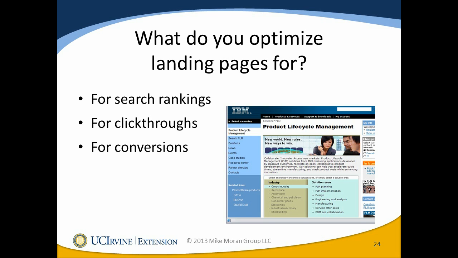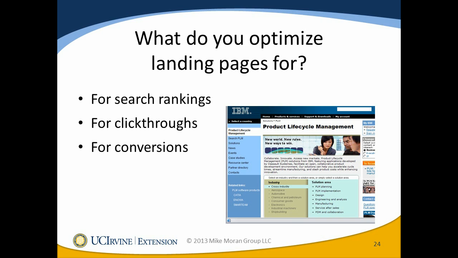So what do you optimize landing pages for? What are the kinds of things that you have to look at in those metrics? Or we talk about analyzing the metrics. What are the metrics that we're talking about? So there's basically 3 metrics you care about. And the reason you care about them is because they help you know what to do when they're wrong. So the first one's search rankings.